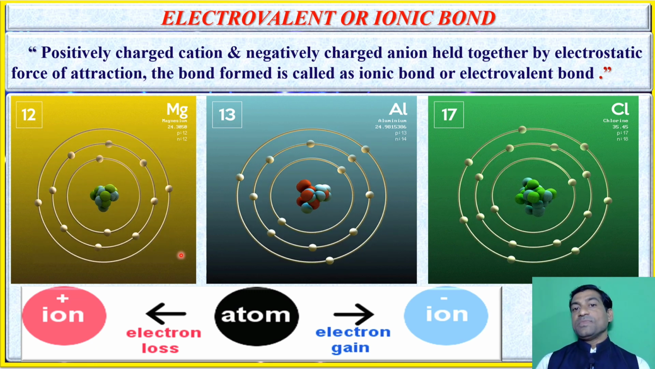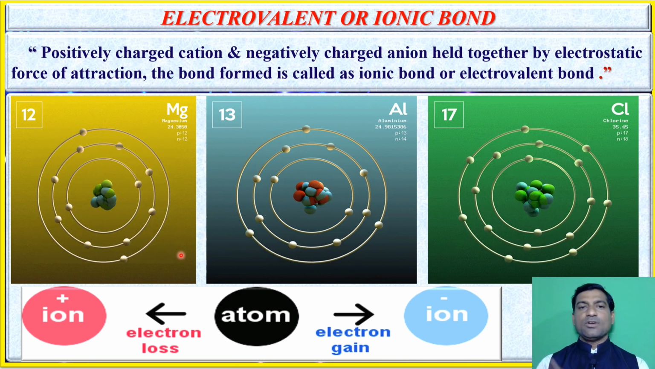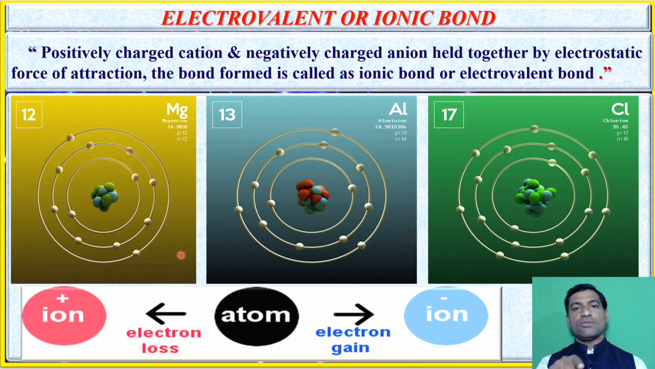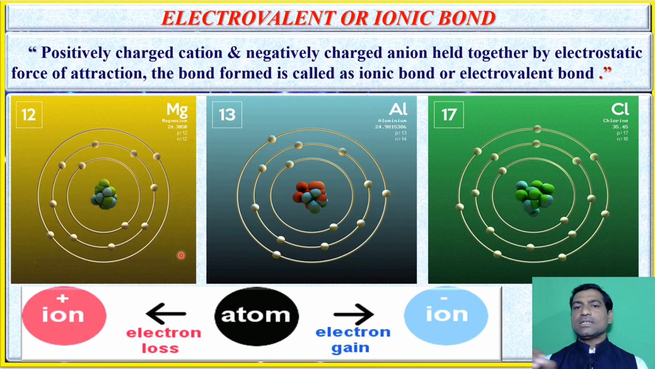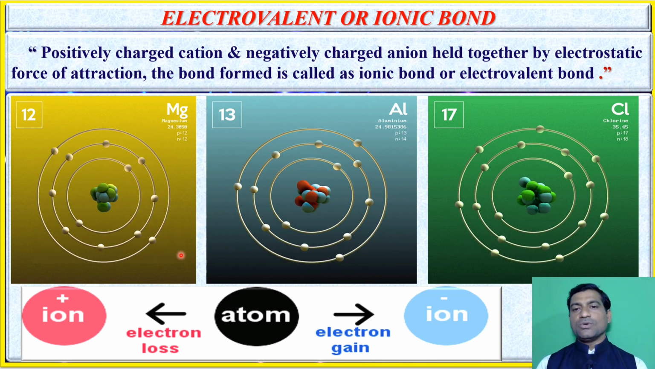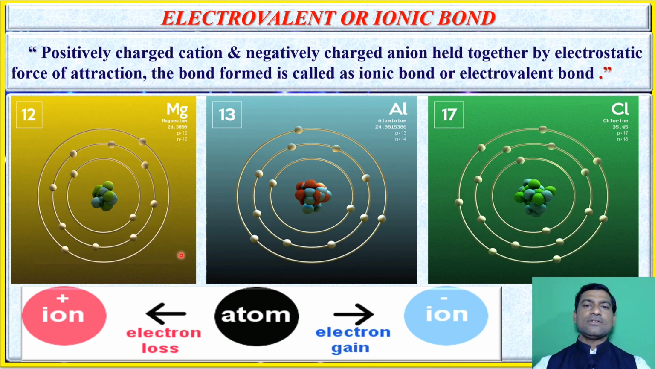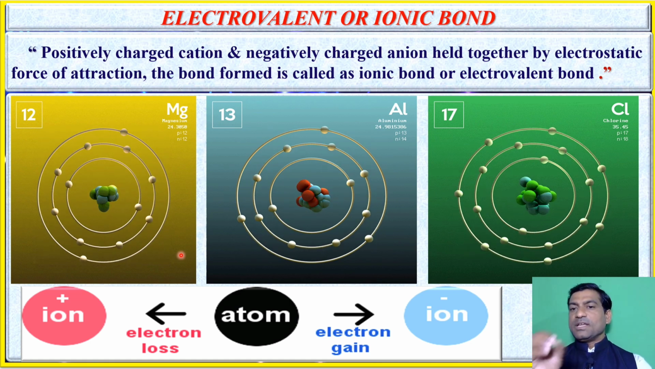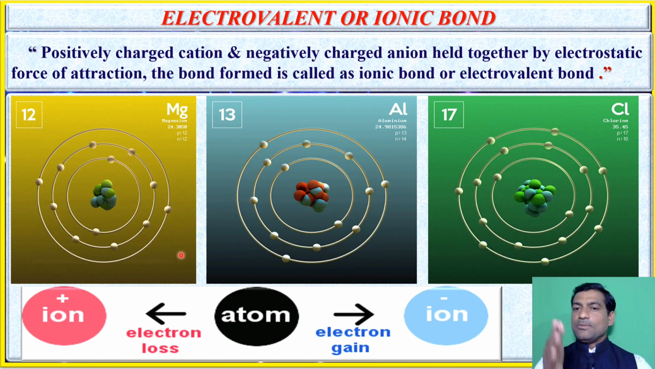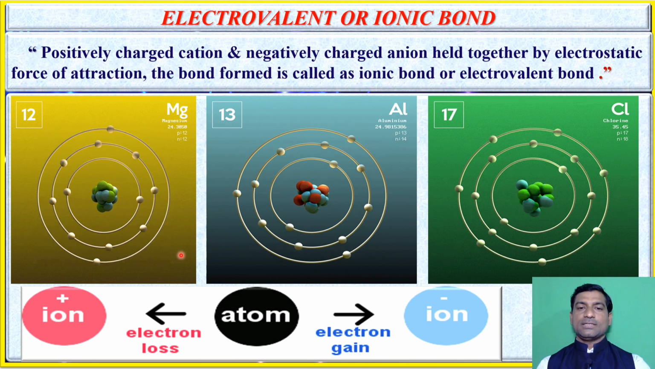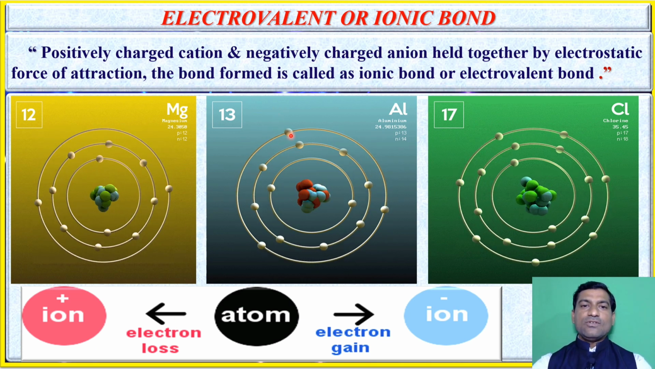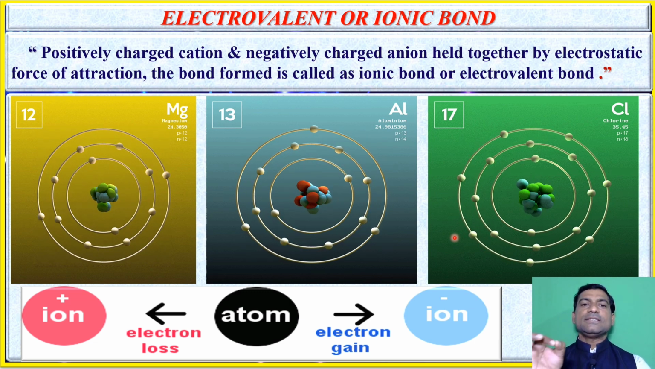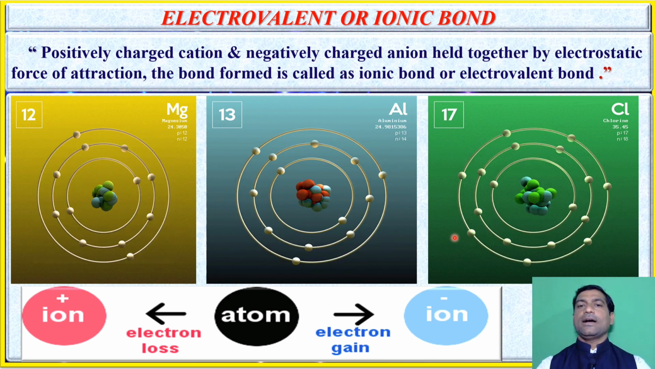Next one is the aluminum. The atomic number of aluminum is 13 and the first orbit contains the 2 electrons, second orbit contains the 8 electrons and last orbit contains the 3 electrons. So the aluminum can donate the 3 electrons from its outermost orbit and it becomes stable. So the aluminum acquires a tripositive charge because the aluminum has given 1, 2, 3 electrons from its outermost orbit, so it is a tri-positively charged ion.